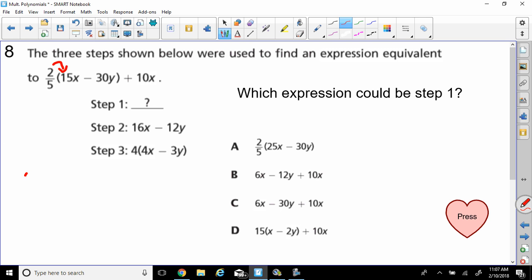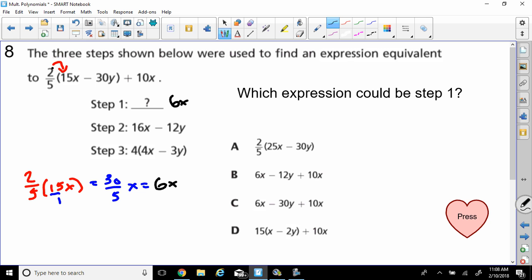So 2/5 times 15x. And let's multiply that by putting a little 1 underneath that. 15 times 2 is 30. 5 times 1 is 5. And don't forget the x. That reduces down to, if we divide 30 divided by 5, that'll give us 6. And don't forget the x. So far we got 6x here.